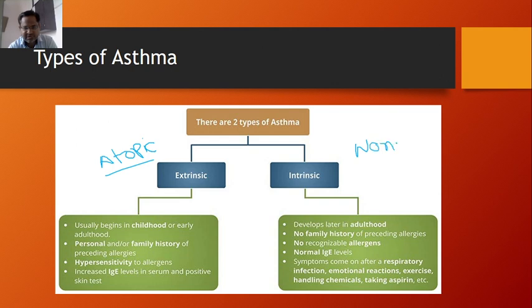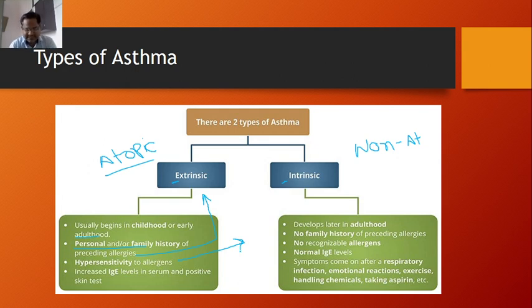So what is the basic difference between atopic or extrinsic, and intrinsic asthma? As the name suggests, extrinsic means the external factor, and intrinsic means the internal factor. Extrinsic asthma usually begins in childhood and maybe in early adulthood. There is a personal or family history of preceding allergy, a genetic tendency to develop an allergic disease or disorder. There is hypersensitivity to an allergen, which may be dust or pollen grain or something which causes a hypersensitivity reaction.